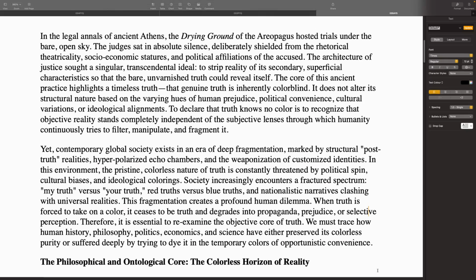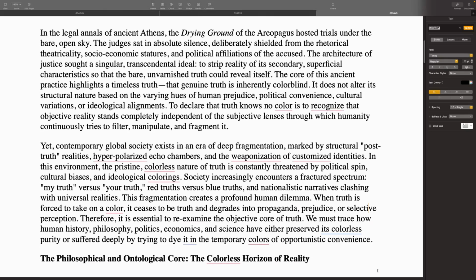The core of this ancient practice highlights a timeless truth that genuine truth is inherently colorblind. It does not alter its structural nature based on the varying hues of human prejudice, political convenience, cultural variations, or ideological alignments. To declare that truth knows no color is to recognize that objective reality stands completely independent of the subjective lenses through which humanity continuously tries to filter, manipulate, and fragment it.